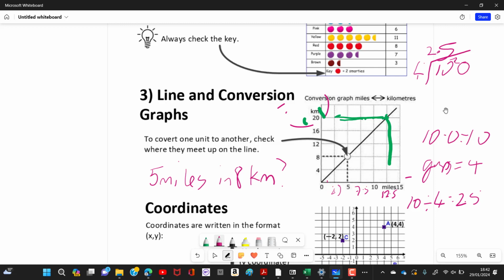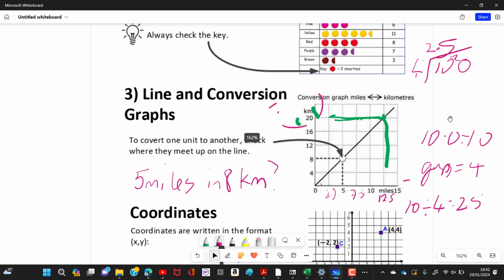That's how you do conversion graphs. So you must know how to do scales. If you're not certain how to do scales, look at our measurement and scales or units and scales video, and that will go through it again.